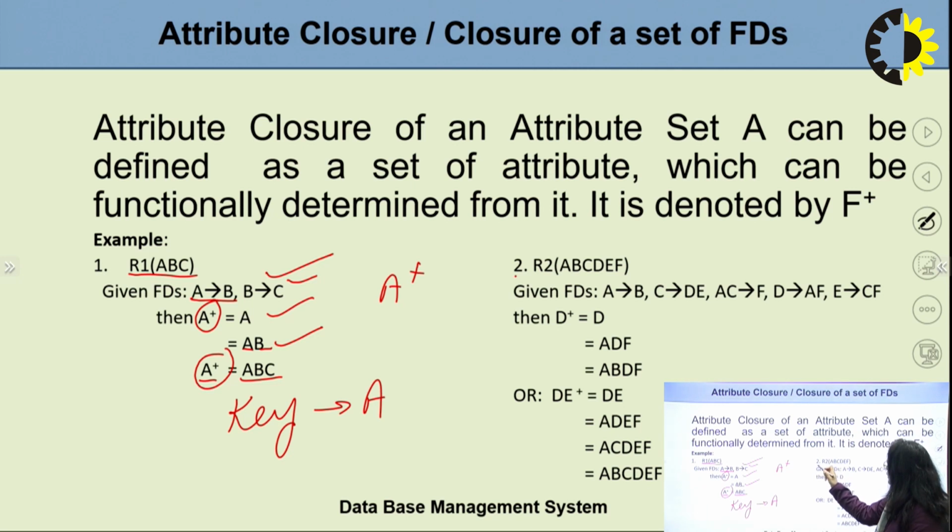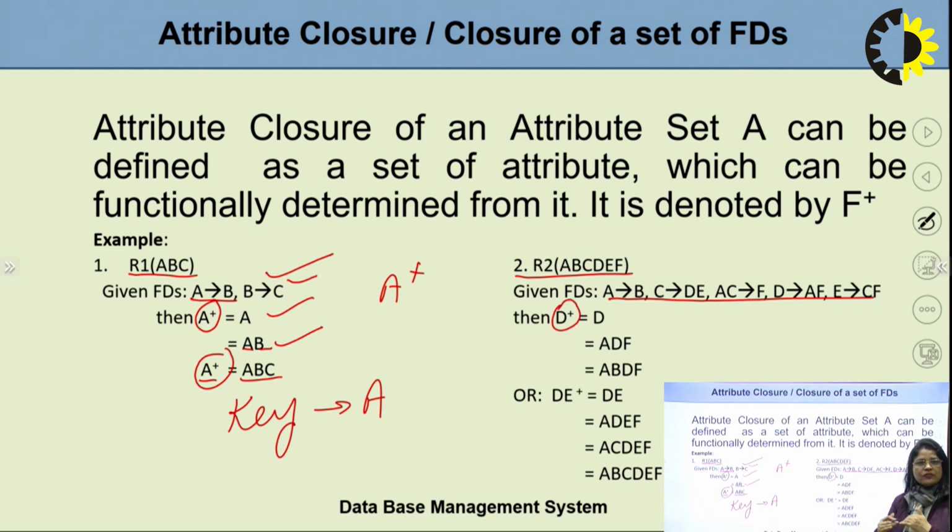Okay, take another example. We have a relation R2 with attributes A, B, C, D, E, F. Here the functional dependency set is given like this. Now we need to find the closure of D.